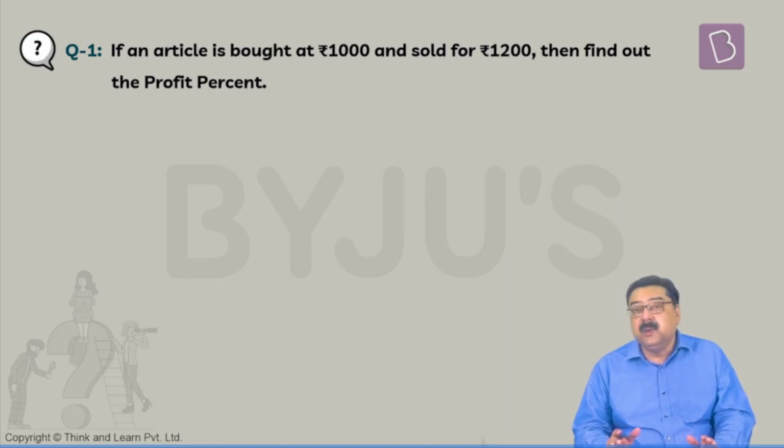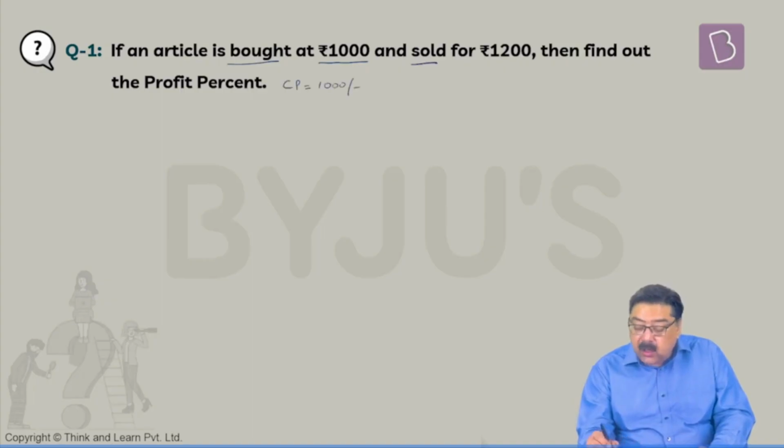Now these questions are being used to install the concepts into your mind. So if an article is bought at rupees 1,000, so what is that? It is being bought. So that means cost price is rupees 1,000 and sold for rupees 1200. So that means selling price is rupees 1200. Then find out the profit percent. Now what is profit here? It is nothing but selling price minus cost price, which is 1200 minus 1000, that is rupees 200.